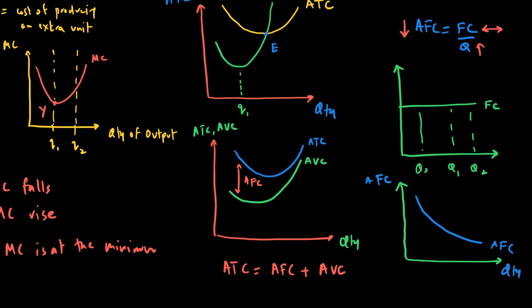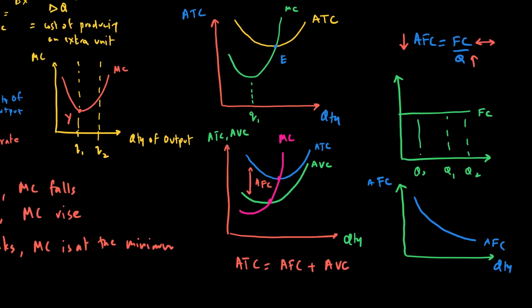Marginal cost meets ATC and AVC at their lowest points respectively. So a couple of things to remember. Number one, marginal cost falls and then rises because of the law of diminishing returns. Number two, ATC and AVC have a gap, which is AFC, which keeps on declining because fixed cost is constant. Number three, MC meets ATC and AVC at the lowest point of these two graphs. That's an important thing to understand for the cost curve.